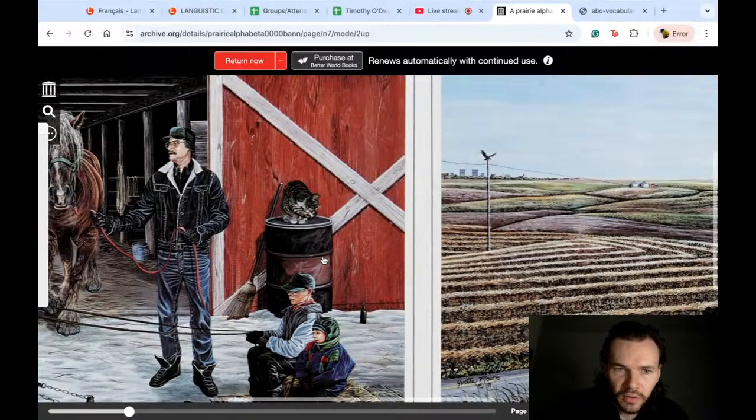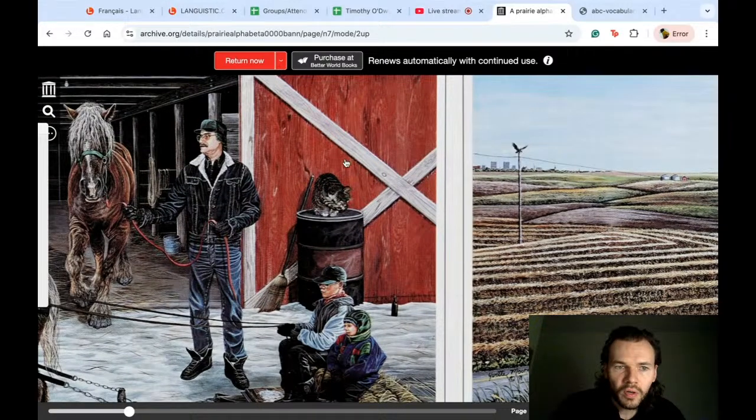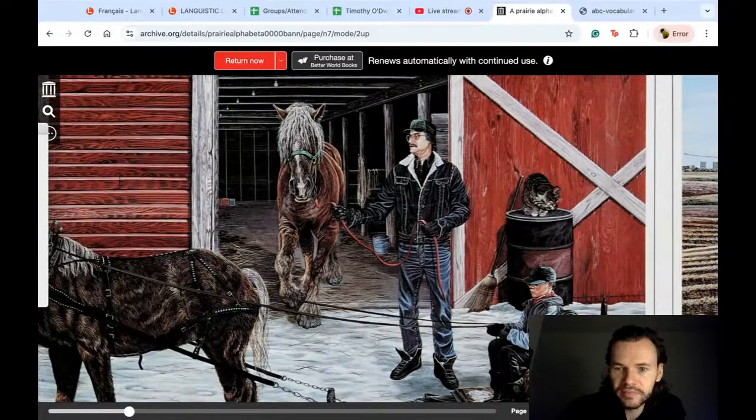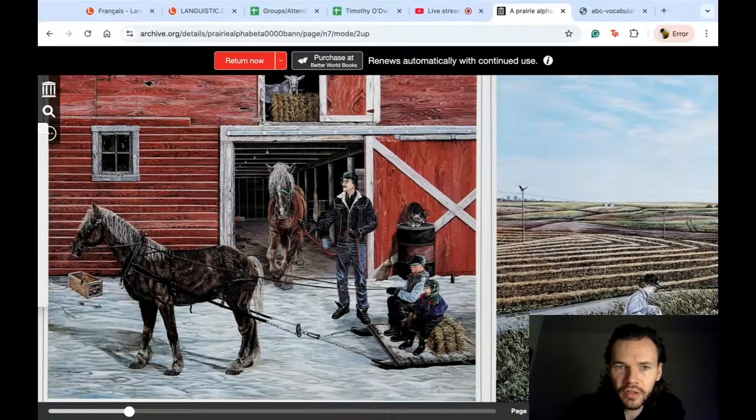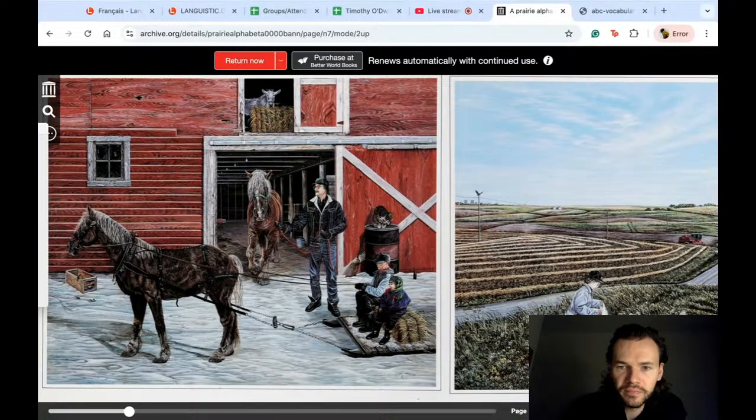Can I zoom in here? Ooh, I can. What animal is this right here? Very good. That is a cat. And cat starts with the letter C.